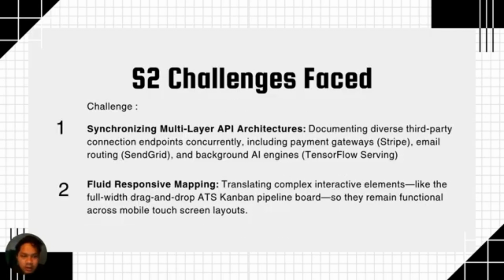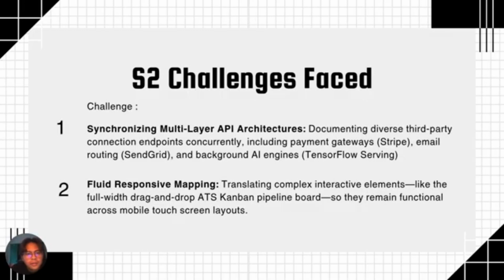Challenge phase. The challenges: first, synchronizing multi-layer API architecture. Documenting diverse third-party connection endpoints concurrently, including payment gateway Stripe, email routing, and background AI engines. Second, fluid responsive mapping. Translating complex interactive elements like the full-width drag and drop ATS Kanban pipeline board so they remain functional across mobile touch screen layouts. Thank you.